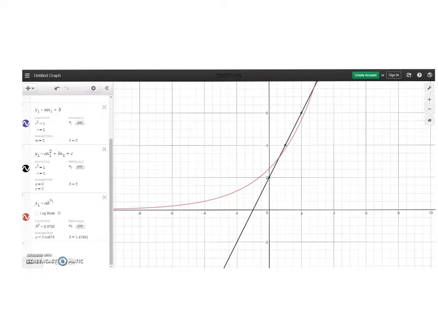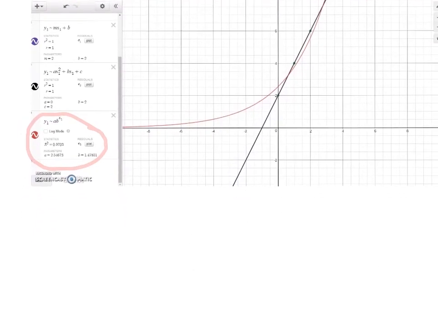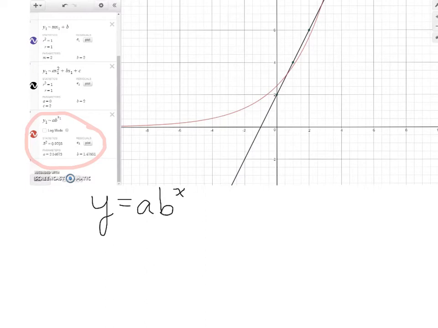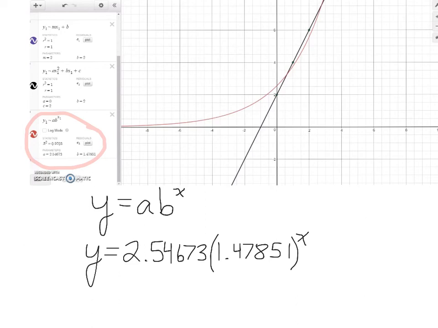If you wanted to write the equation for the exponential relation of best fit, you have to look at the a and b values. The equation is y equals a times b to the exponent x. After performing my regression, I can see that a is 2.54673 and b is 1.47851 for this data. So if I plug in my values for a and b, this would be my equation. If I wanted to make predictions about my data, I could use this equation.